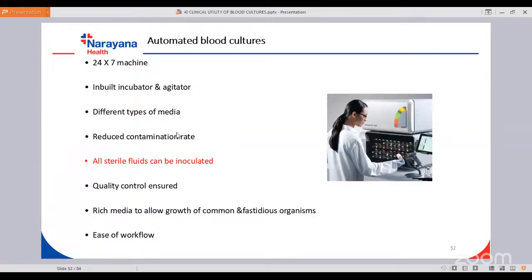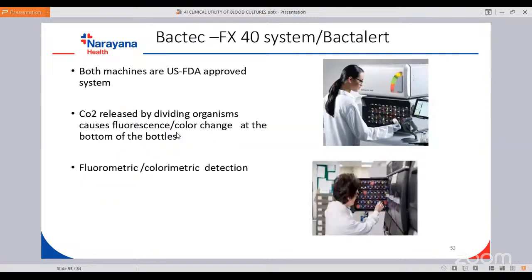Automated blood cultures are the method to do blood cultures, not manual methods now, simply because automated blood cultures have lesser contamination rates. Apart from blood, you can also send pleural fluids, pericardial fluids, CSF, joint fluids, and peritoneal fluids in these blood culture bottles. There are US FDA approved equipments which are now present in all good accredited microbiology laboratories throughout the city.